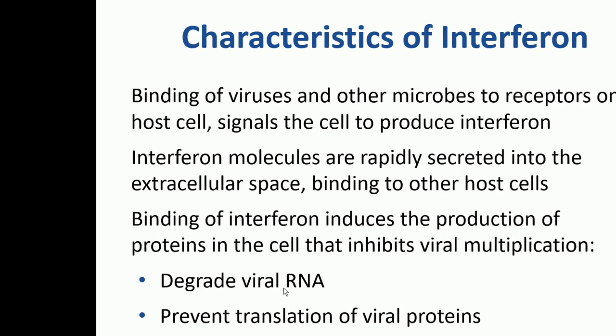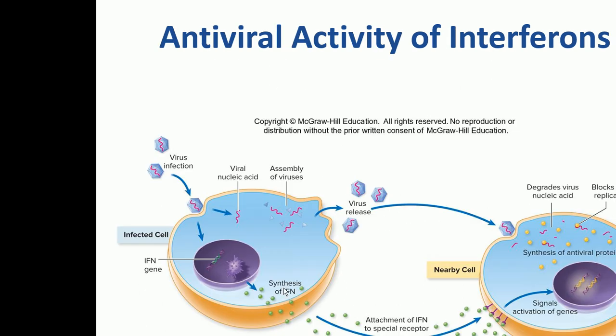So how do these interferons work? When there is some kind of viral infection, that infected cell produces the interferons. There are genes in the cells. This is an infected cell, getting infected by the virus. The gene is stimulated and it produces interferons, and these interferons then go and bind to some special receptors on the nearby cells.